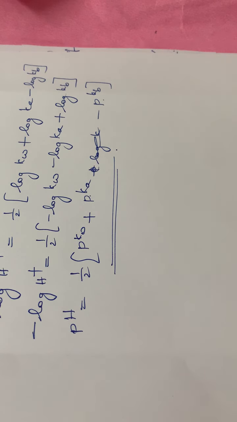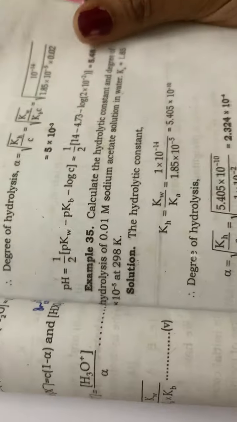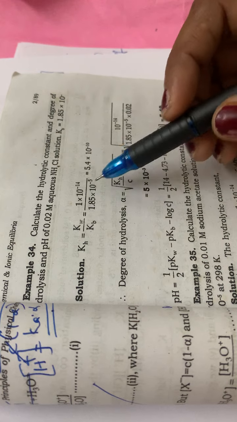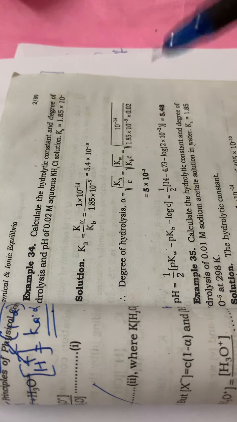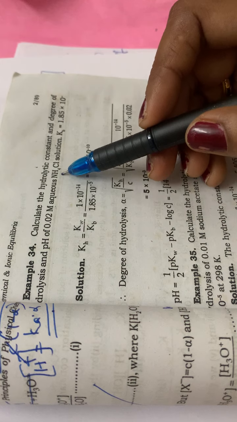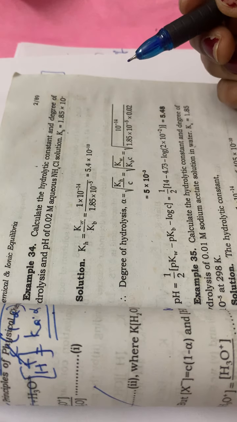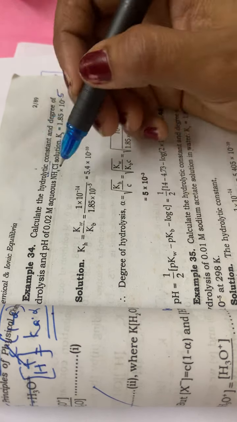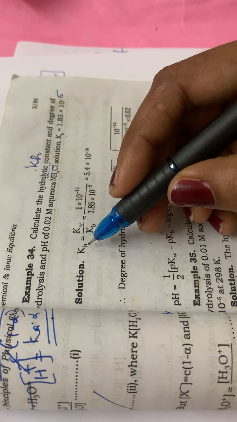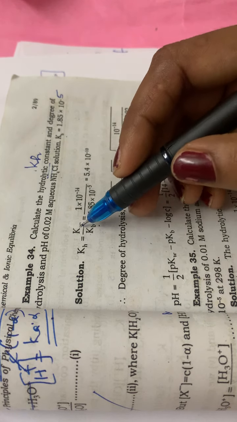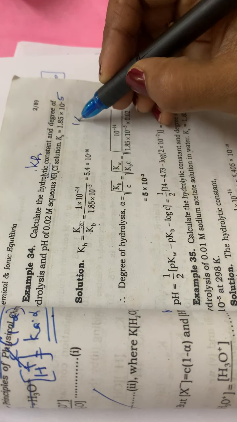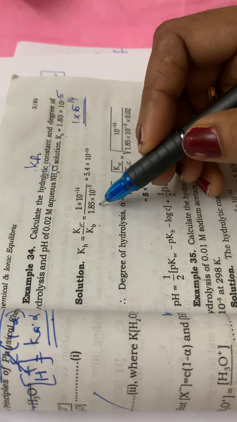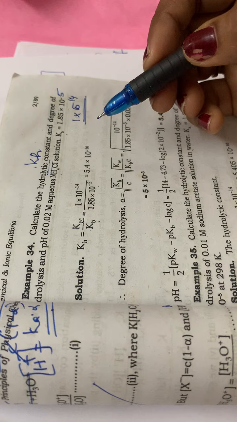So this is about the salt hydrolysis, and now you have to go through some of the problems in your textbook. It is just the formulas we can substitute. Calculate the hydrolytic constant, degree of hydrolysis and pH of 0.02 molar aqueous ammonium chloride solution. Kb is given: Kb is equal to 1.85 into 10 raised to minus 5. Kh is equal to Kw by Kb. There you can substitute directly. For Kw, the value is 1 into 10 raised to minus 14. Then Kb is given, so you can calculate Kh.